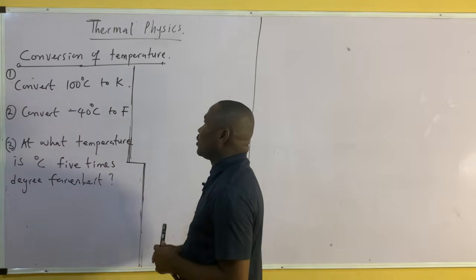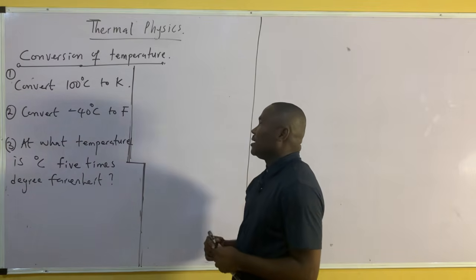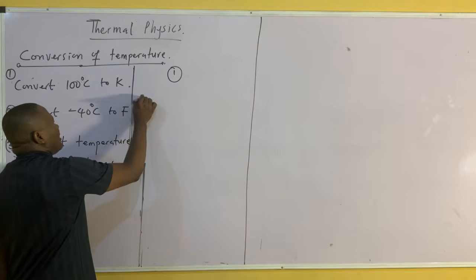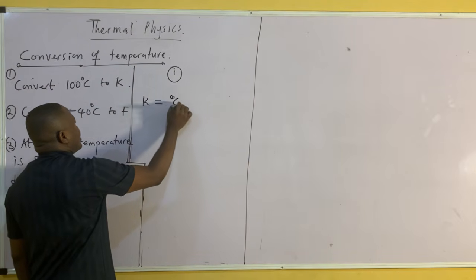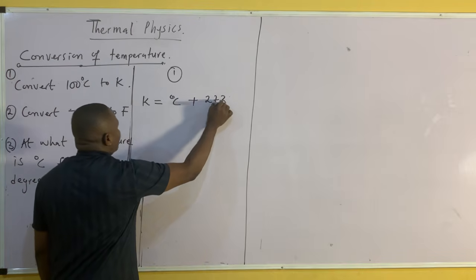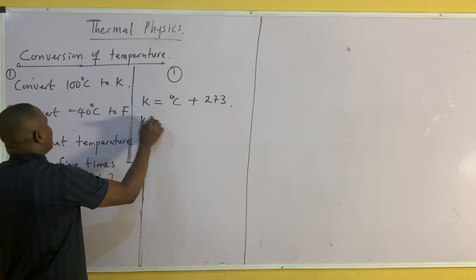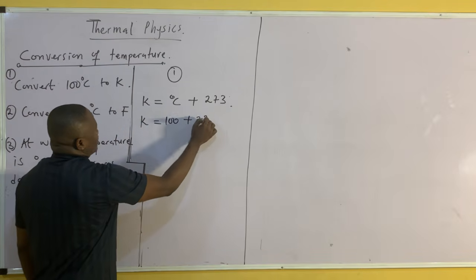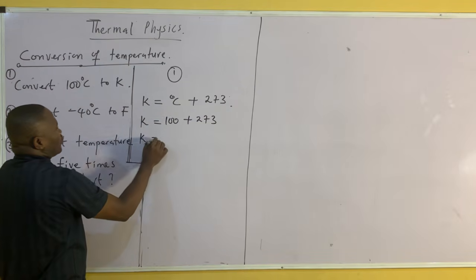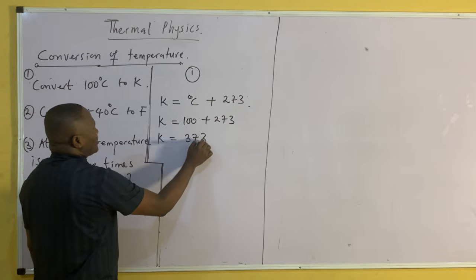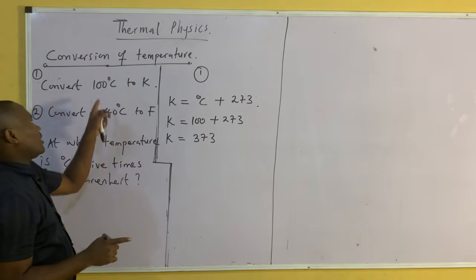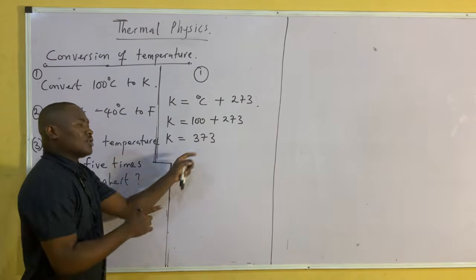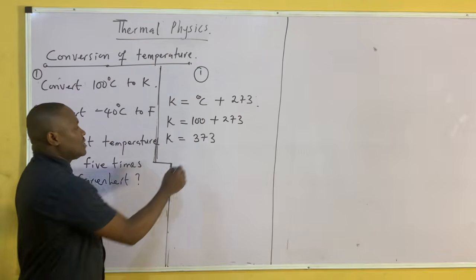Number one, convert 100 degrees Celsius to Kelvin. A very simple solution for number one. I have Kelvin is equal to degrees Celsius plus 273. So Kelvin will be equal to, our degrees Celsius is 100 plus 273. So it means that Kelvin will be equal to 373. So if you watch, when 100 degrees Celsius is the upper fixed point, in degrees Kelvin, it was 373. Now let's see number two.